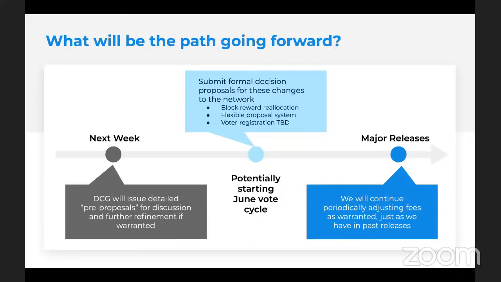And then when it comes to major releases in the future, this is when we'll have the opportunity to incorporate some of these changes. Something as small as the fee adjustments or reallocations may be easier to implement than the flexible proposal system. We will get these features out, if they are approved, as soon as is feasible within our roadmap. And so it is feasible for some of these changes to come out as early as the fall if they are approved in the June cycle. So that's the rough timeline that we're looking at, and it really depends on whether or not this is a convincing proposal for the majority of masternode operators and the community as a whole.